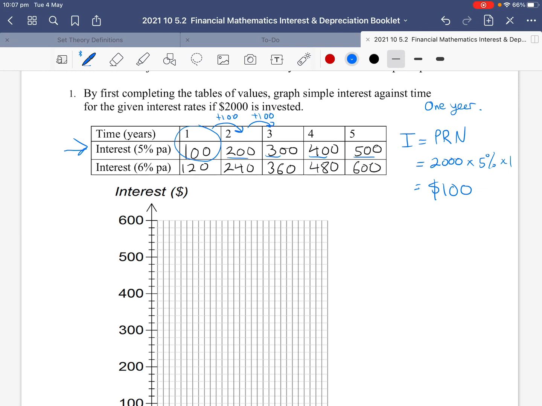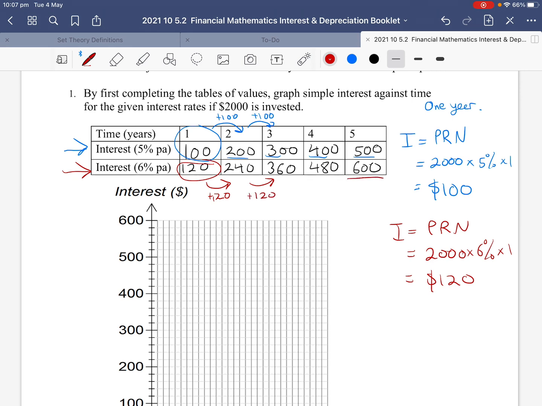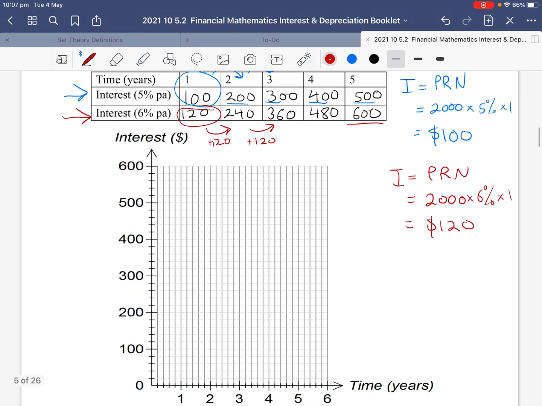Now, if we had a rate of 6%, to calculate interest in 1 year, which ends up being 120, you would do I equals 2,000 times 6% times 1, which gives us $120. And so each time here we add $120, and that builds up our table to get 600 after the 5 years. We're now going to look at what this looks like on the graph.